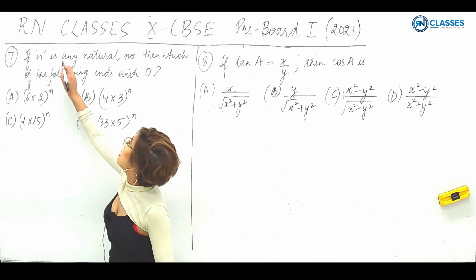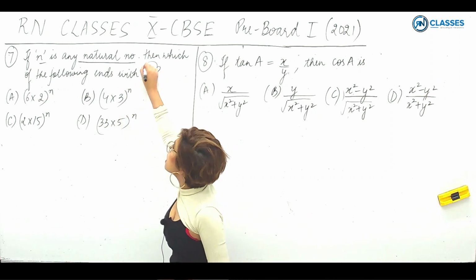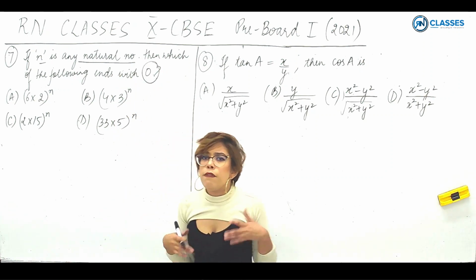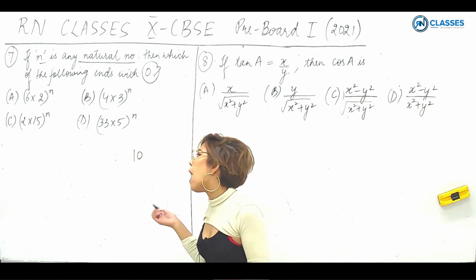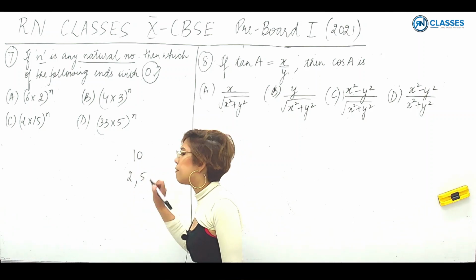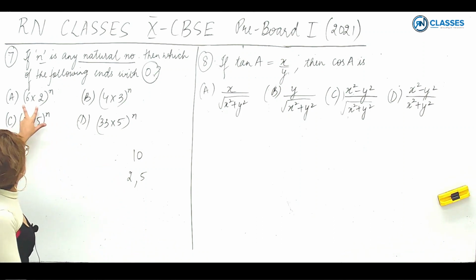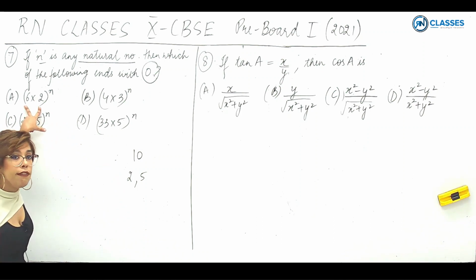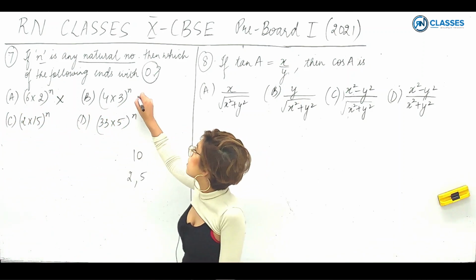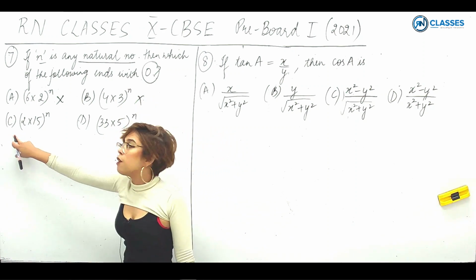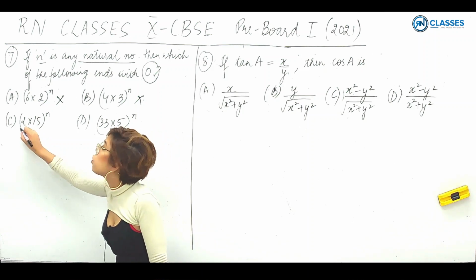Now he says, if n is any natural number, then which of the following ends with 0? Any number ending with 0 must have a factor of 10. If it has a factor of 10, it should have a factor of 2 as well as of 5. So let me look whether they have the factors of 2 as well as 5. In option A, obviously I cannot find the factor of 5, so this is not the answer. Option B, can you find the factor of 5? Absolutely not the answer. Now, option C, can you find the factor of 5? Yes, because 15 obviously has a factor of 5, and 2 is there as well.